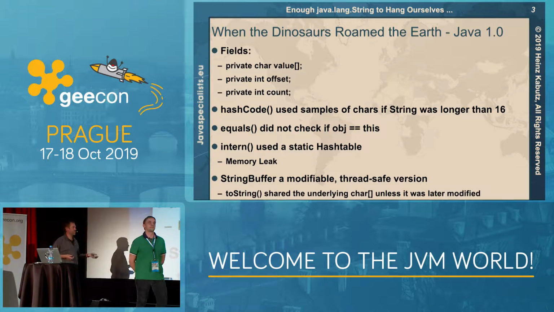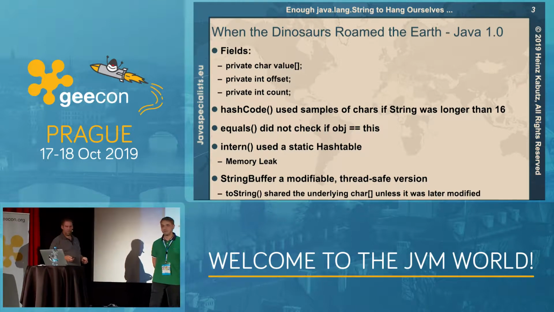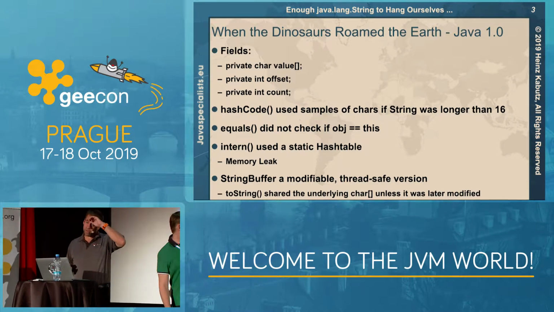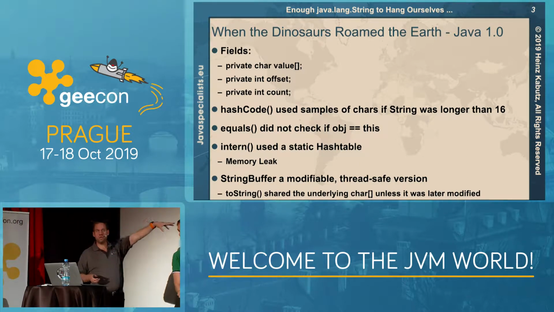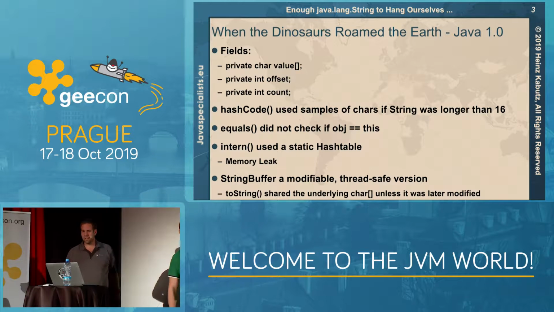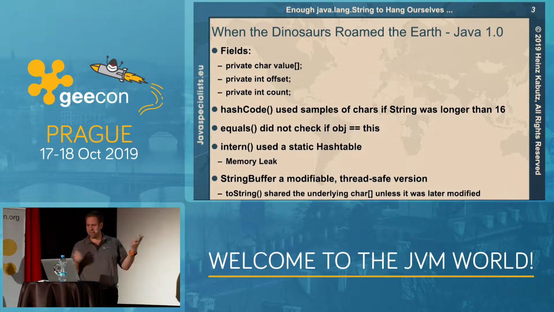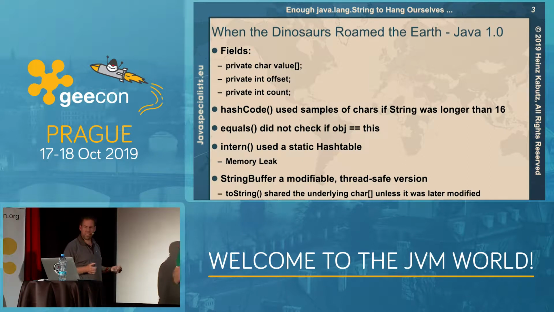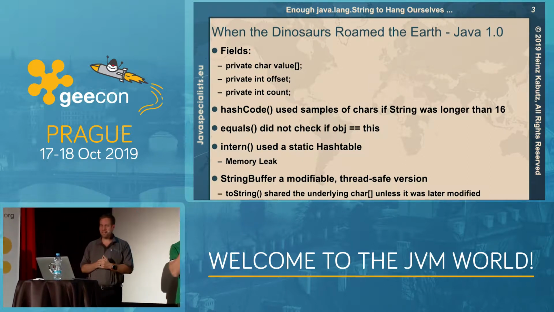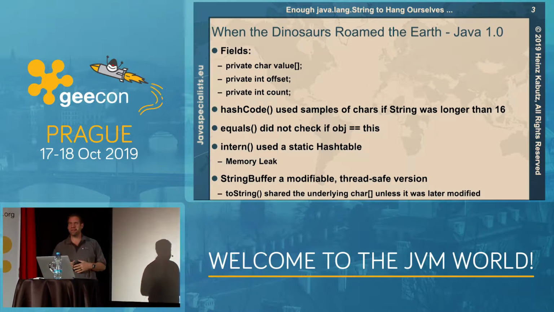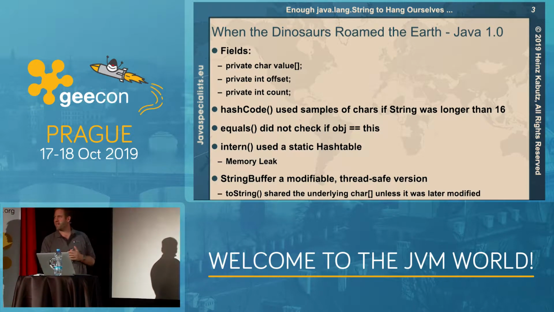We had some other weird stuff. For example, the hash code used samples of the characters if the string was longer than 16. Other weird things: equals didn't actually check whether the objects were the same object. And intern used a static hash table, which was a lovely memory leak. Luckily, not many of us actually wrote Java.